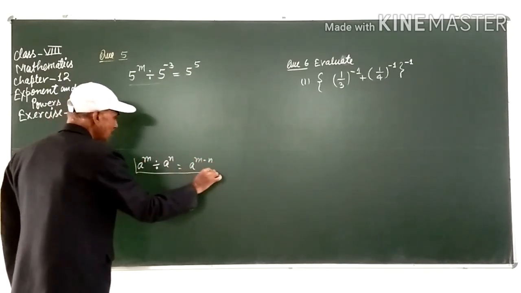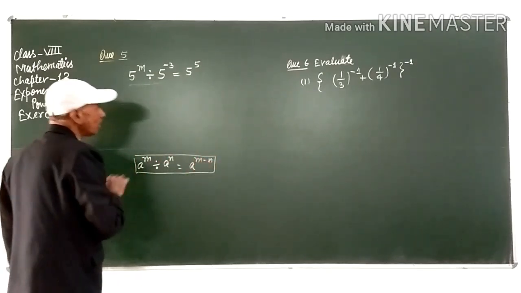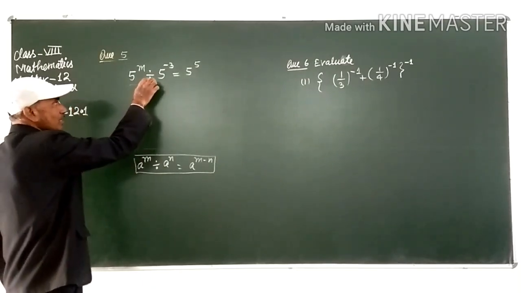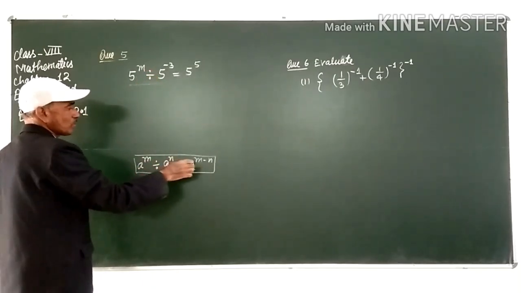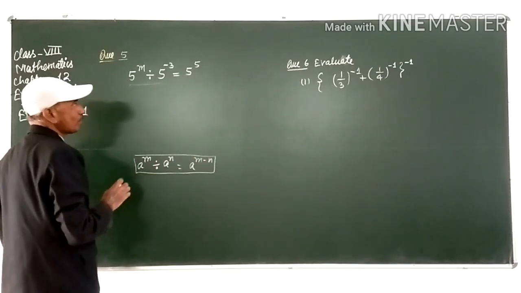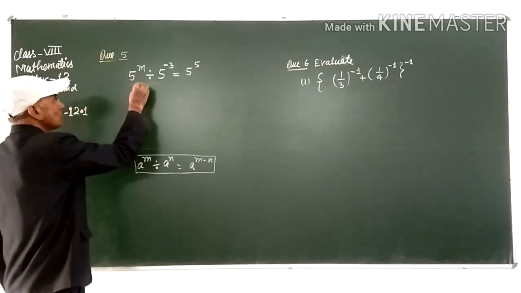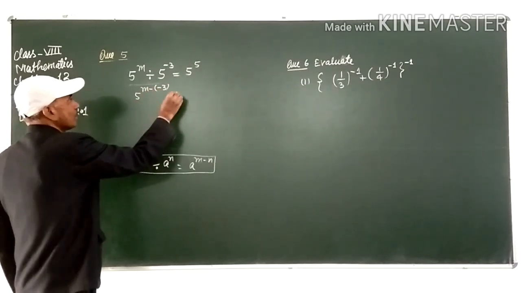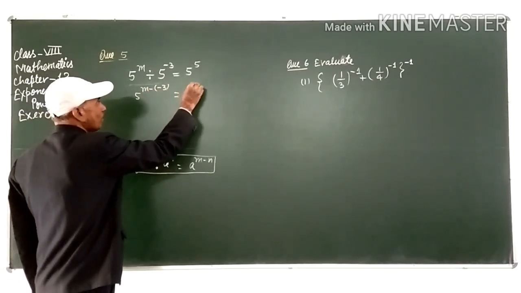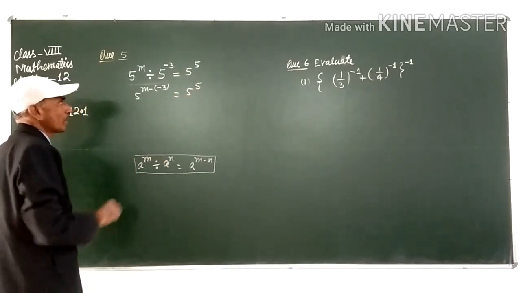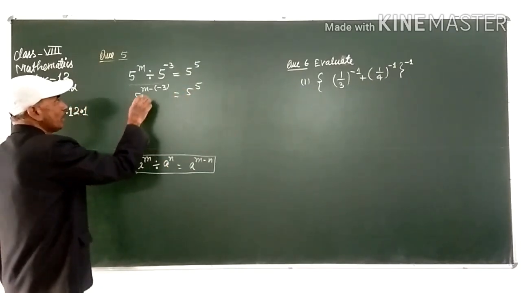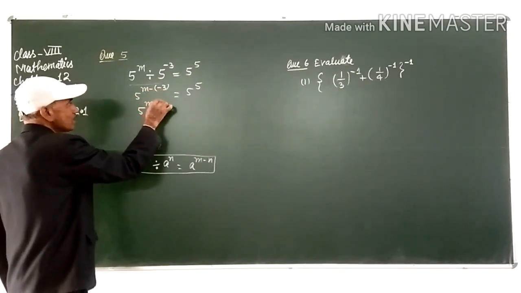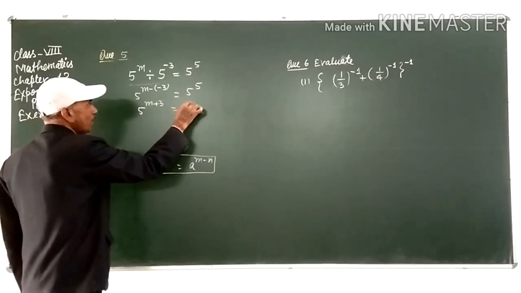So this is a rule, students. Using this rule, because the bases are the same, the exponents are different, and there is a sign of division, the exponent will be subtracted. 5 raised to the power m minus minus 3 is equal to 5 raised to the power 5. Now, 5 raised to the power m, this one minus into minus will be plus, m plus 3 is equal to 5 raised to the power 5.